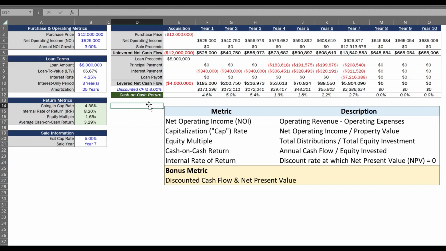Let me explain it this way. It's very difficult, if not impossible, to accurately forecast the exact cash flows that will be received each year over year during the hold period. So while the first year or two might be easier to predict, after that, the predictions of future cash flows become very uncertain.